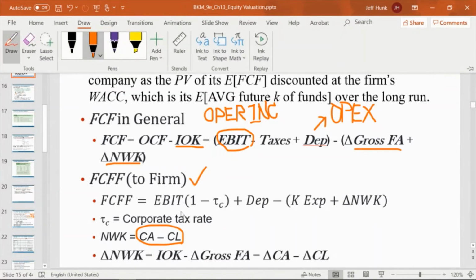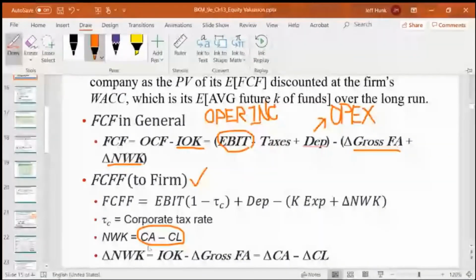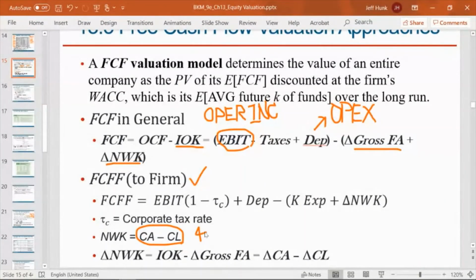So that kind of change, where does that additional current assets come from? If the net working capital goes up, where does that come from? It has to come from operating cash flow, right? So that's basically the definition of free cash flow. But this is actually free cash flow to firm.